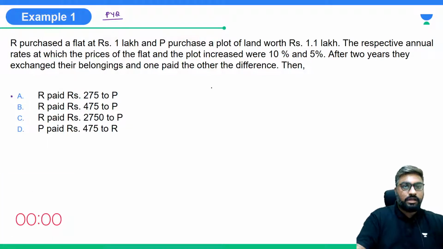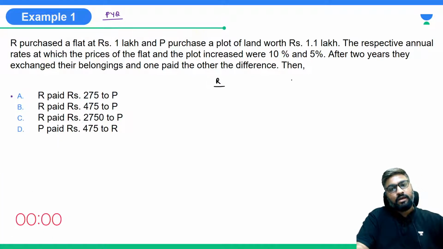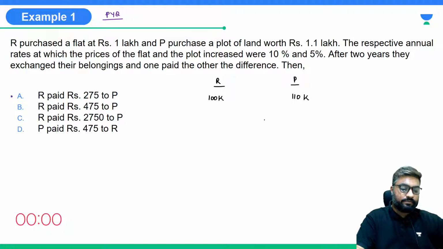All right. So there are two people, R and P. R bought a flat for 1 lakh rupees, which is 100,000, and P purchased a plot of land worth 1.1 lakhs, which is 110,000. They're saying that the annual rates at which the price of flat and plot increase are 10% and 5%. So every year here 5% increase per year, and here it will be 10% increase per year. Okay, per year.